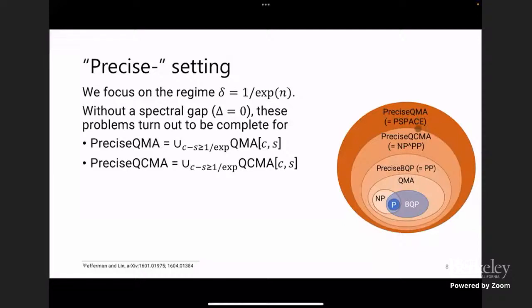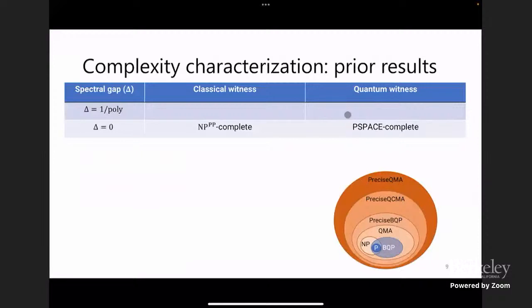And it turns out that these classes are quite powerful. Precise QMA equals PSPACE, and precise QCMA is actually NP to the PP. Okay, so prior to this work, this is what we knew so far. In the vacuous promise case, it's PSPACE-complete with a quantum witness, and NP to the PP-complete with a classical witness.